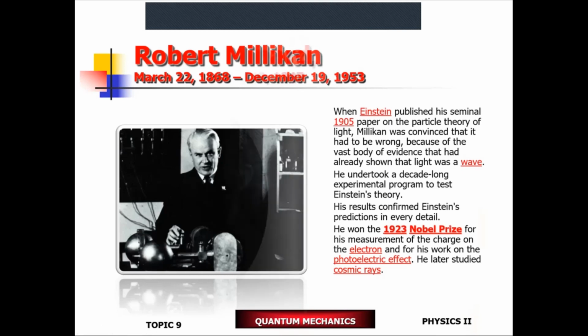Millikan wins the 1923 Nobel Prize for proving Einstein right. Einstein wins the Nobel Prize in 1922. Thanks to Robert Millikan, and thanks to Einstein and Robert Millikan, Planck wins the 1918 Nobel Prize.